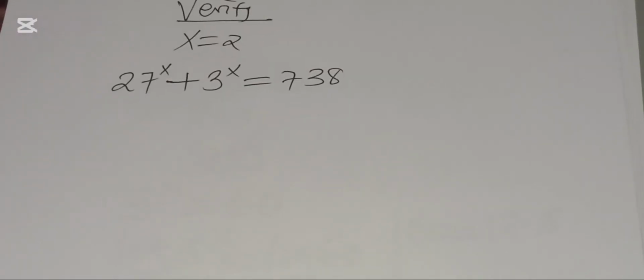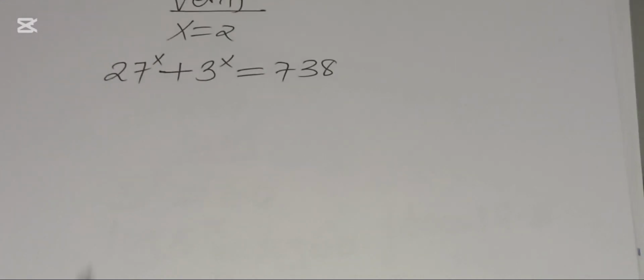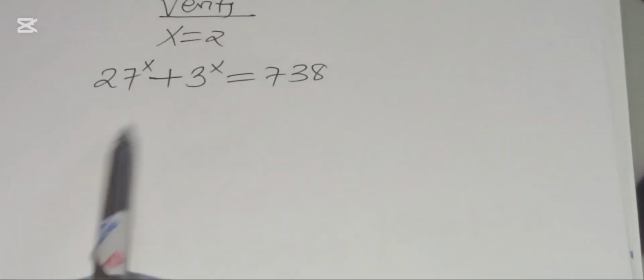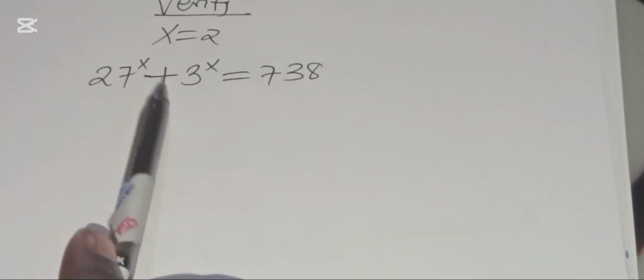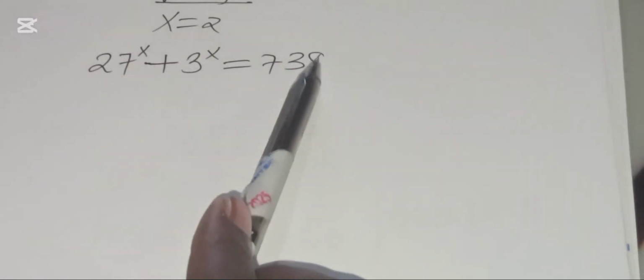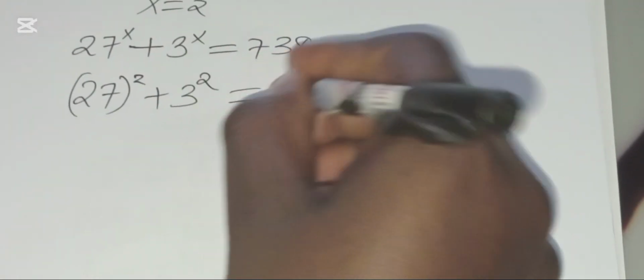So let's verify that the value of x, which is equal to 2, satisfies the equation. Now from our math problem, this is our exponential equation, which is 27 raised to power x plus 3 raised to power x. This is supposed to give us a value of 738. So let's substitute the value of x, which is 2. Now we have 27 raised to power 2 plus 3 raised to power 2. They should give us a value of 738.